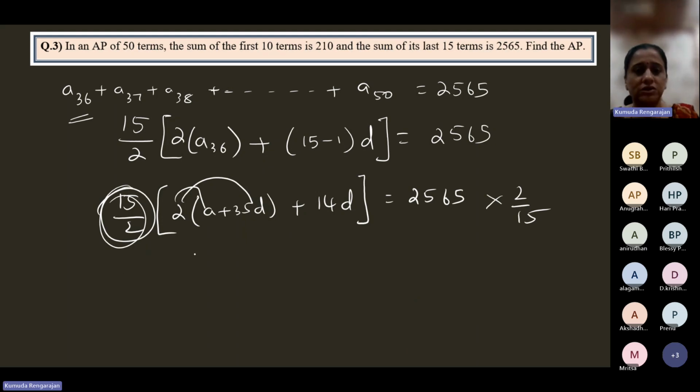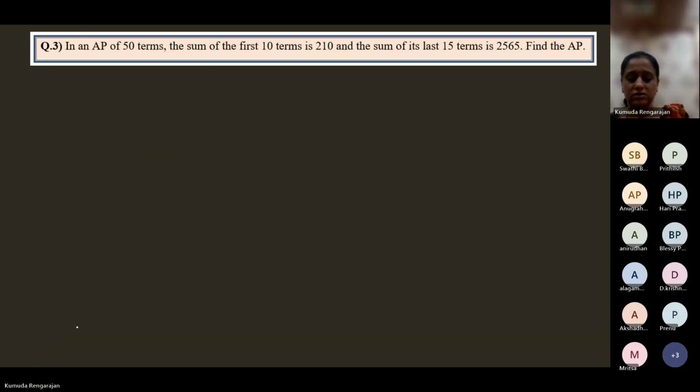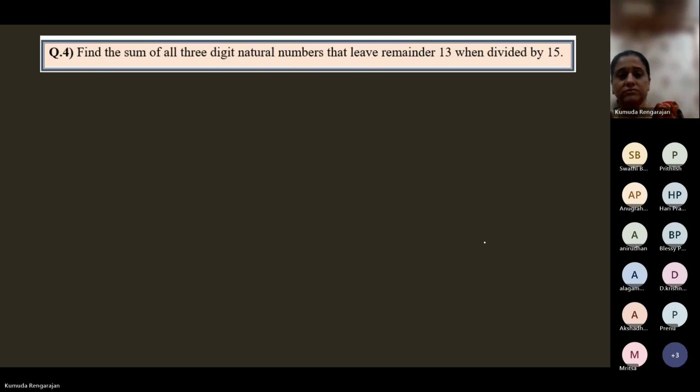And the first information, the sum of the first 10 terms, S10 is equal to 210. So from this, you will have another equation in A and D. Solve these two equations, find the values of A and D, and hence generate the arithmetic progression. Please work.